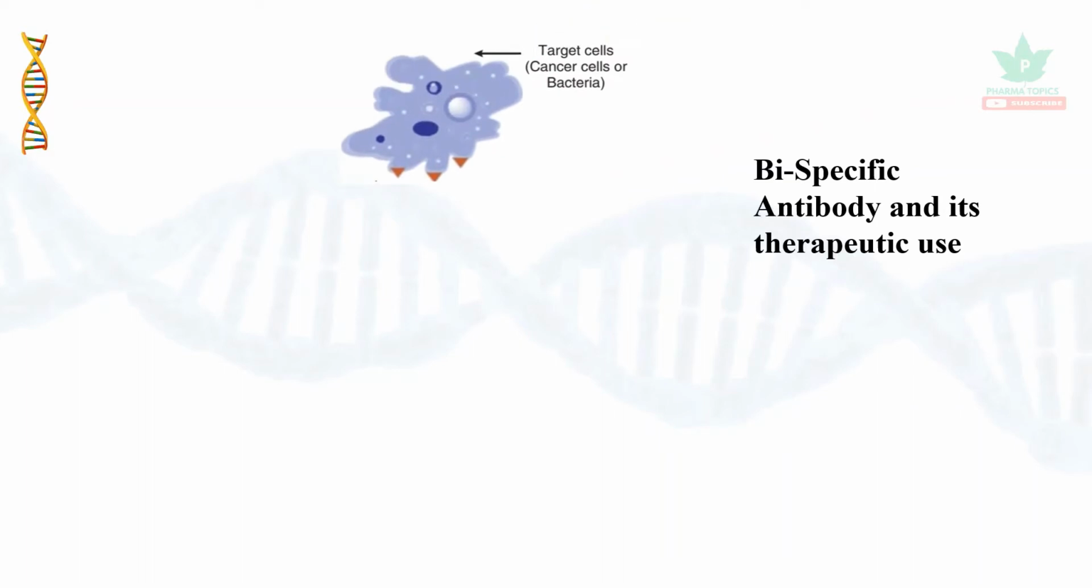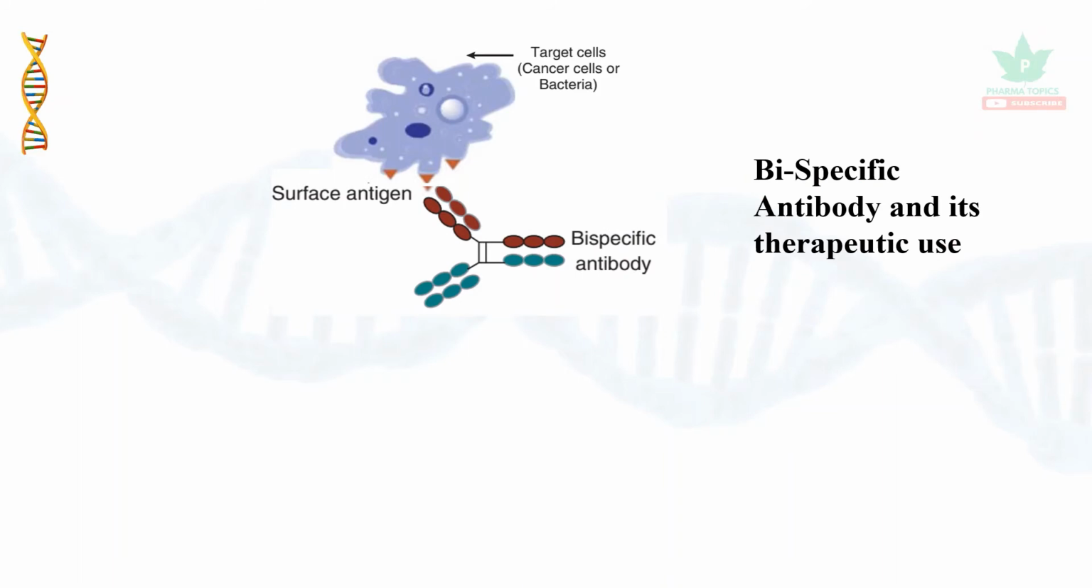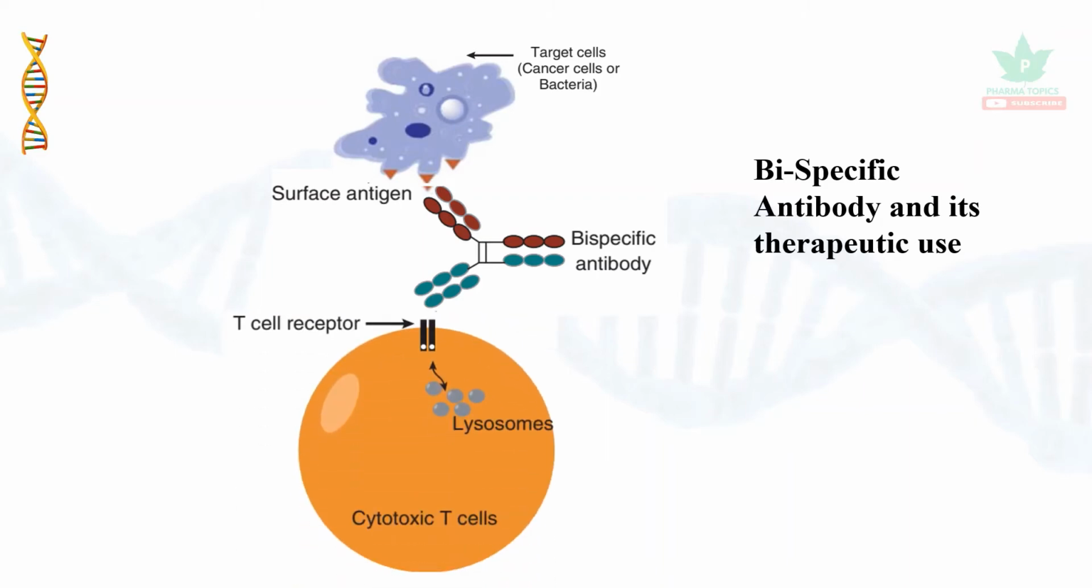So this is a target cell, a cancerous cell or a bacterial cell. The bispecific antibody has one portion binding to the surface antigen of the target cell, and the other portion binds to the immune system, that is, the T cell receptors. So that the T cell could identify this and kill the cancerous or the bacterial cells. This is how the bispecific antibody works.